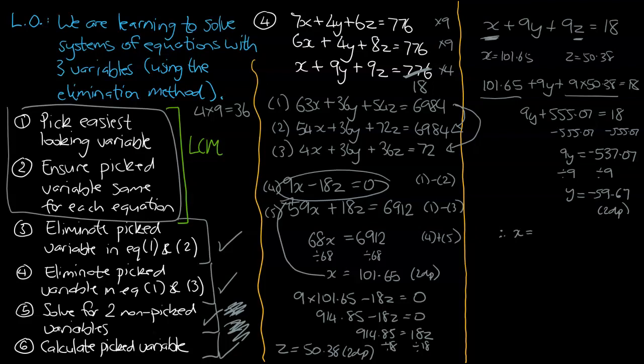Therefore, x was equal to 101.65. That's what we calculated first. Y was equal to negative 59.67. Calculated that last. And Z was equal to 50.38. And that was the second one we calculated.